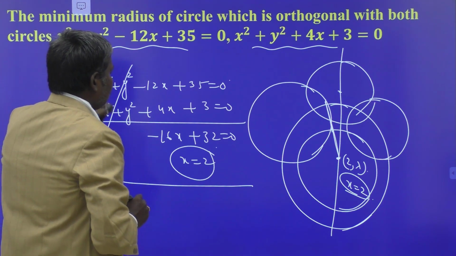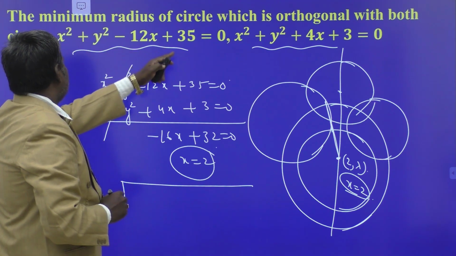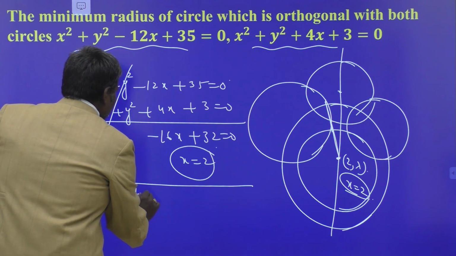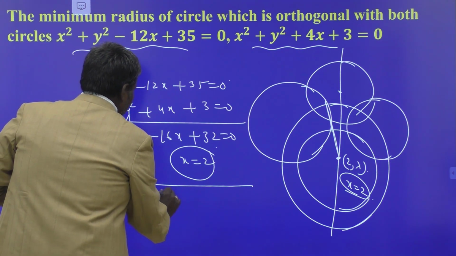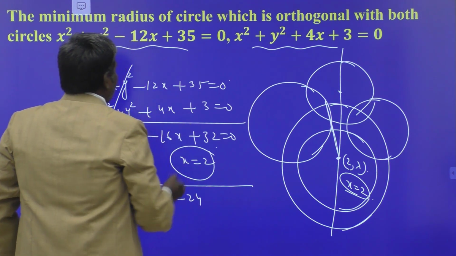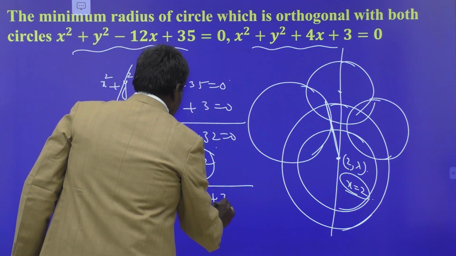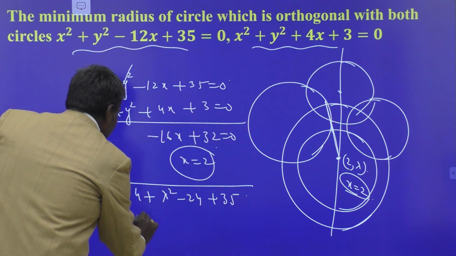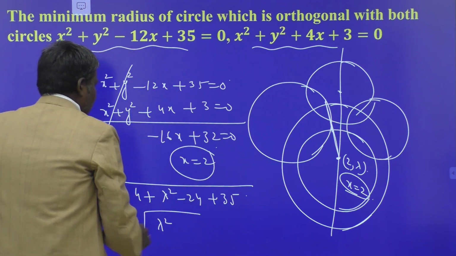R is equal to what now? 2 comma lambda, I am substituting in this equation. 2 square means 4 plus lambda square. Again 2 12s minus 24 and plus 35. This is nothing but root of lambda square plus 15.